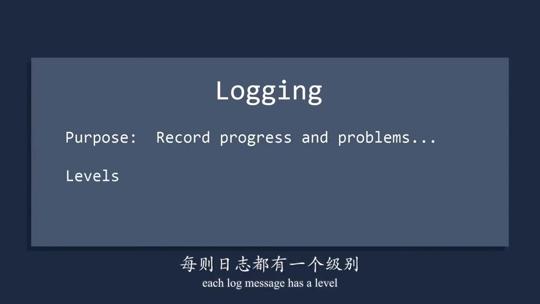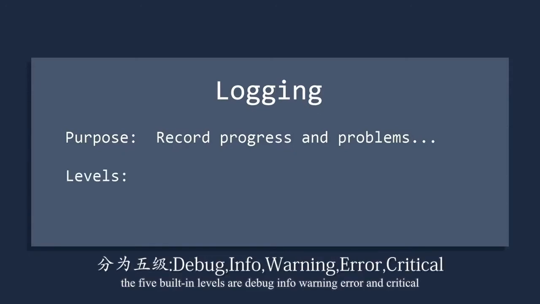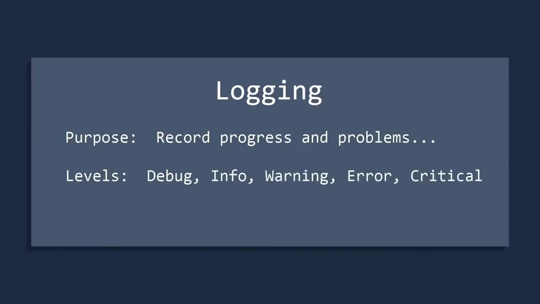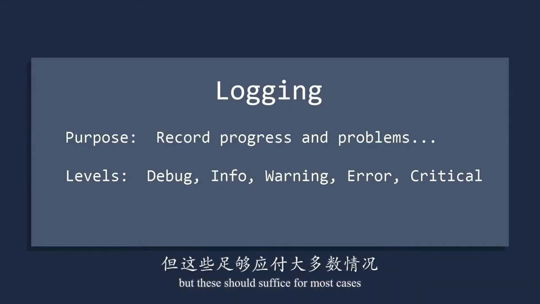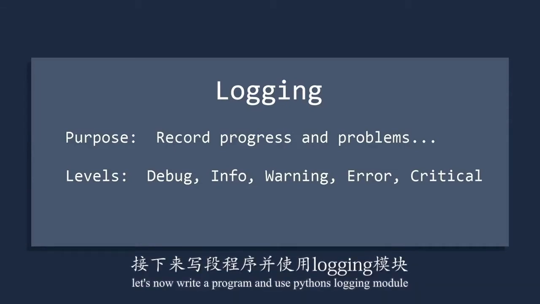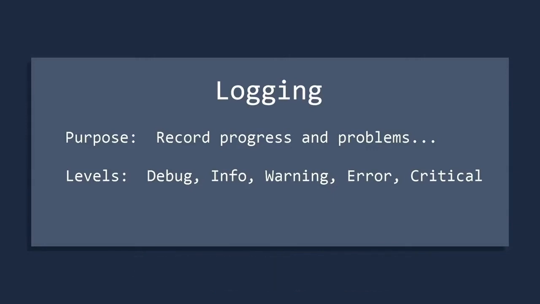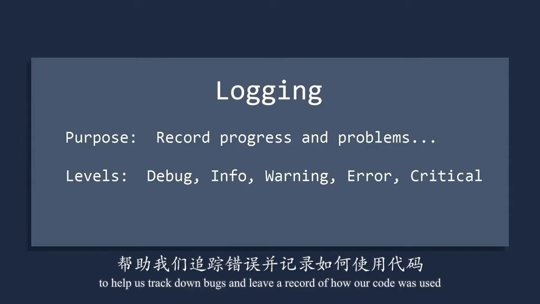Each log message has a level. The 5 built-in levels are debug, info, warning, error, and critical. If you want, you can create additional levels, but these should suffice for most cases. Let's now write a program and use Python's logging module to help us track down bugs and leave a record of how our code was used.